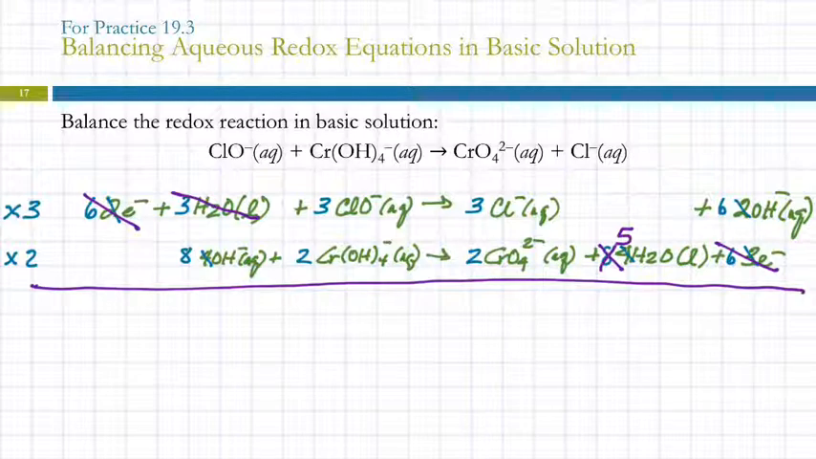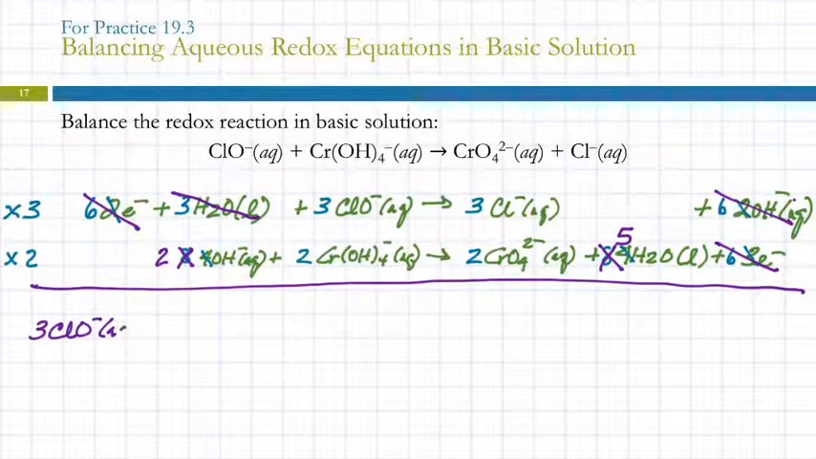What else could we simplify? The hydroxides. So I have 6 hydroxides over here, and I have 8 over there. So if I subtract 6 from both sides, the 6 goes away, and the 8 becomes 2, because 8 minus 6 is 2. So I think we're done, so we'll copy down what we've not crossed off.